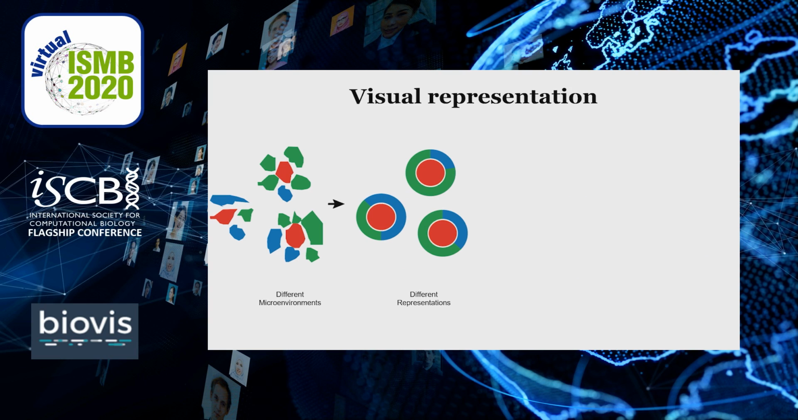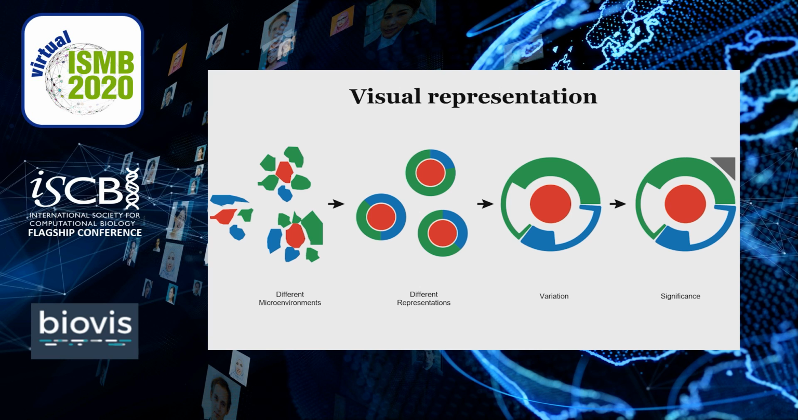In order to map the variation of the different microenvironments, we cut out part of the arc's color and we adjust the size of the inner circle according to the number of cells. Finally, to assist the exploration of the motifs in a small multiple grid view, we add a triangle to the top right of the glyph to indicate the significance of that motif.